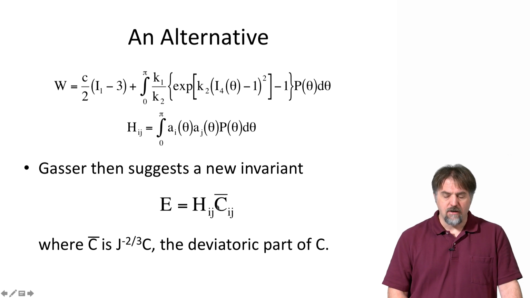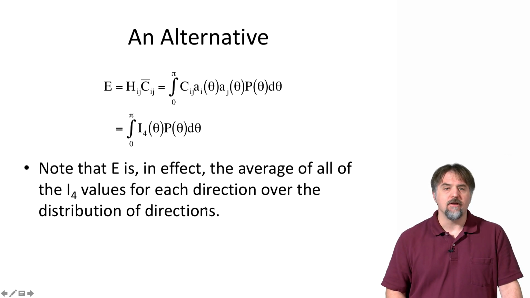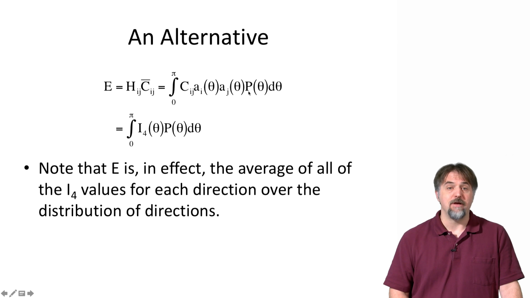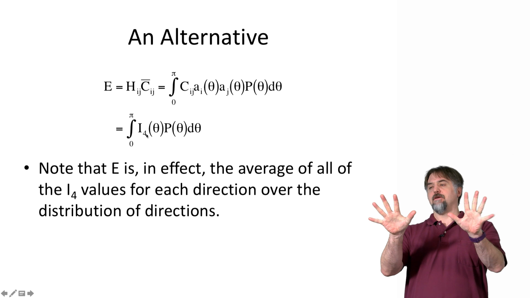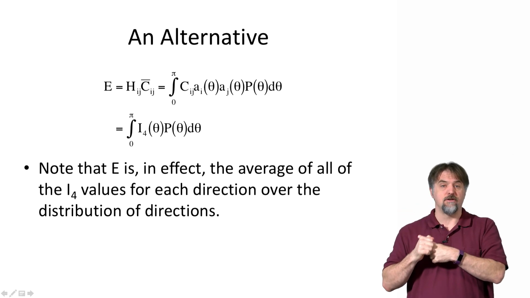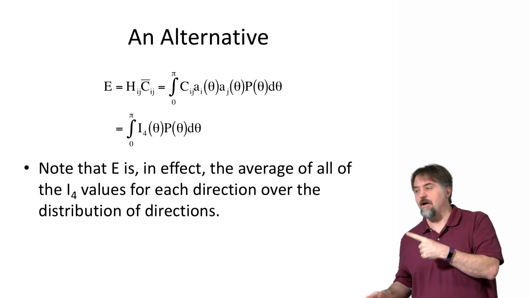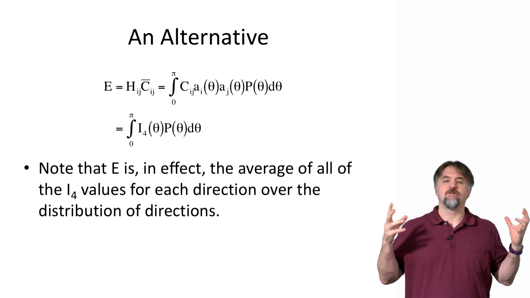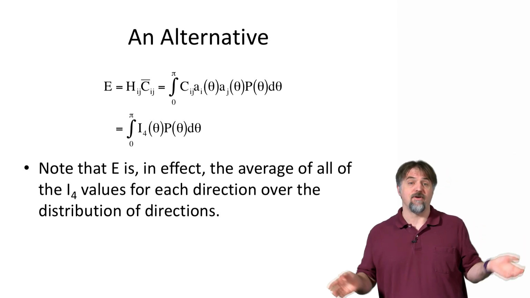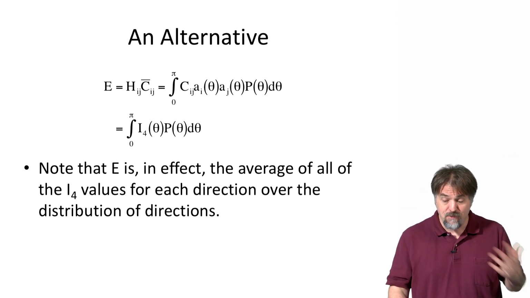But it's not just I4. If I bring this up, it's Cij. Since Cij does not depend on the direction of your fiber, Cij can go inside this integral. It's the integral of Cij AiAj times P. So it's essentially, you say, I'm going to take every fiber direction, I'm going to calculate what I4 is for a fiber in that direction, and then I'm going to take a weighted average of the probabilities. So in essence, it's a weighted average of the squared fiber stretch over all possible fiber directions. That's it. A very nice thing.